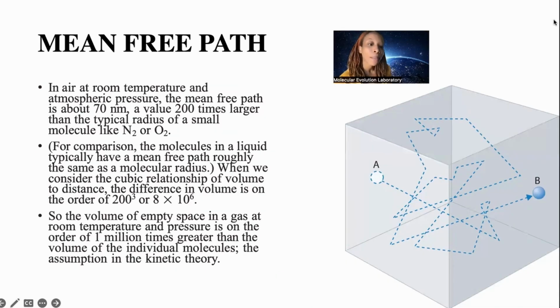In air at room temperature and atmospheric pressure, the mean free path is about 70 nanometers, a value 200 times larger than the typical radius of a small molecule like nitrogen and oxygen. So the mean free path is very small, which means that these molecules are in constant collision. For comparison, the molecules in a liquid typically have a mean free path roughly the same as a molecular radius.